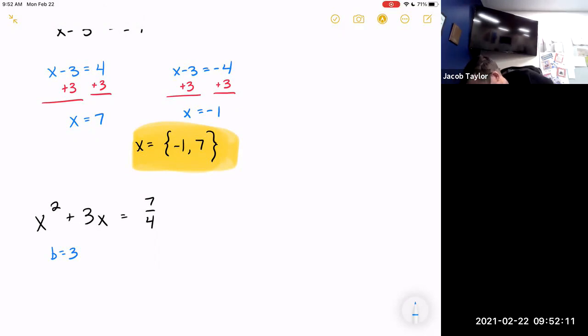Just like that. And then divide by 2 and square it. Turn on my little space heater here. My feet are getting cold.